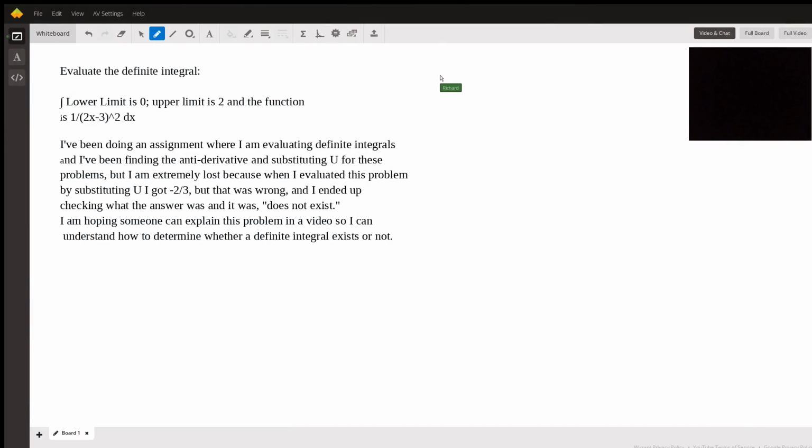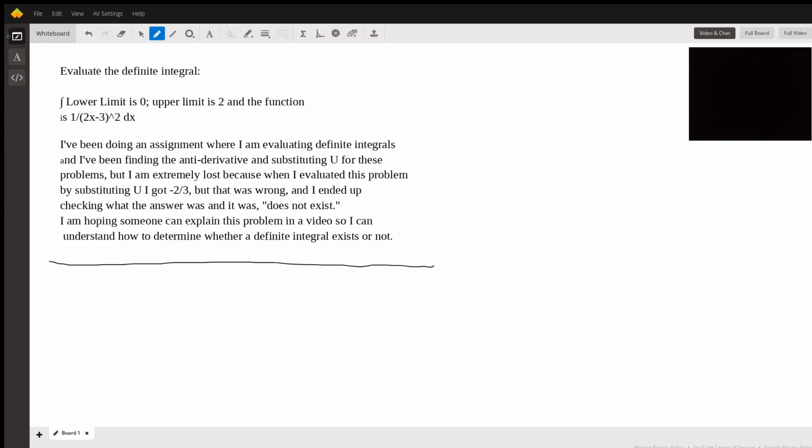I'm a math tutor at Wyzant, and I'm responding to a question submitted by a student. The problem is asking him to find this definite integral from 0 to 2 of this function, and he's having trouble understanding why the integral does not exist. So the source of this confusion really is just that the student has never thought about what the function looks like. So I think that this is just good general advice.